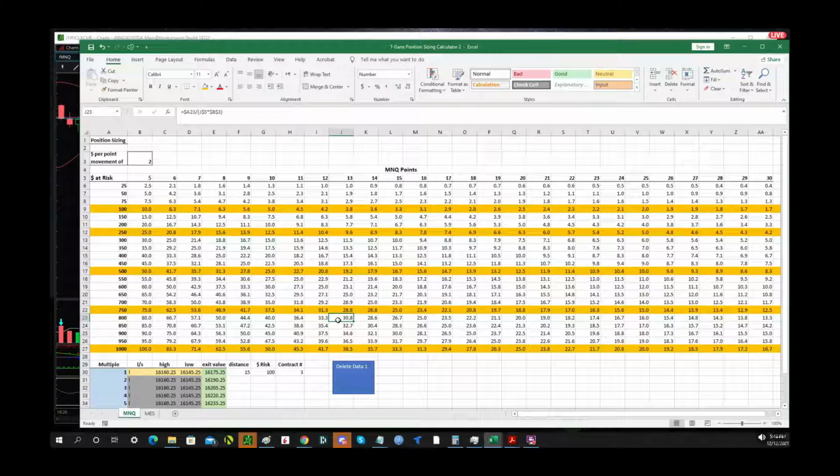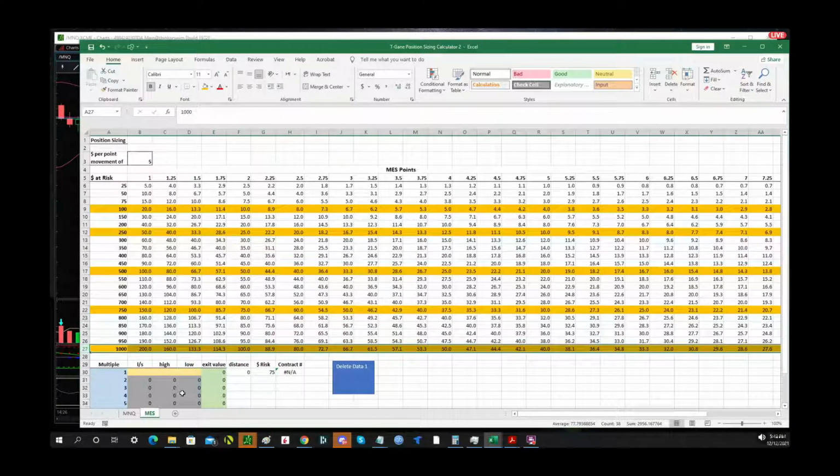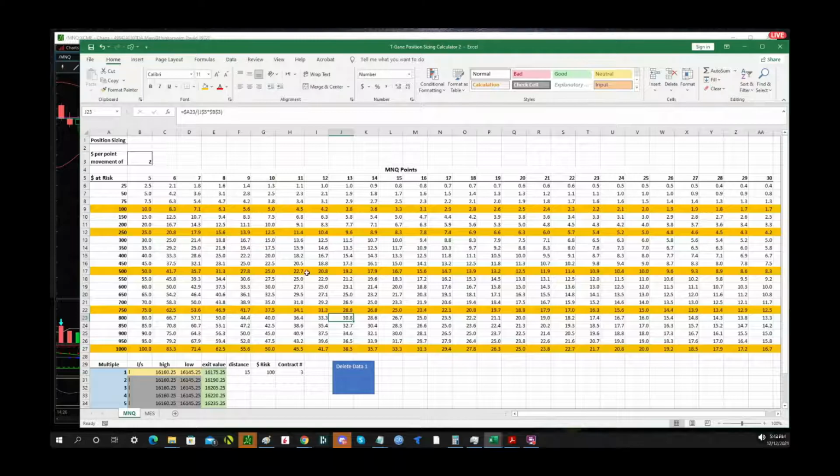And more or less that's it. You can use this chart. I created the MNQ and the MES for you guys, so both of those are there, and it'll tell you number of contracts. But you can adapt this. You can find out what the dollar per point movement of the product you want to use is. You can put that in here, and then you can see how that product moves.